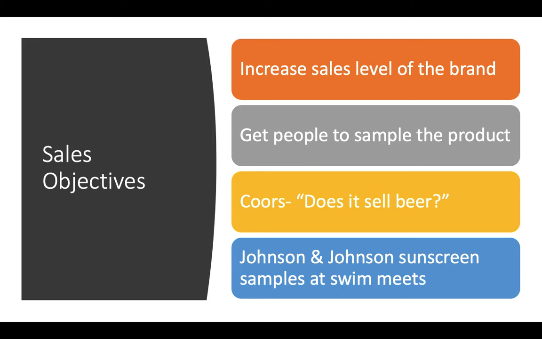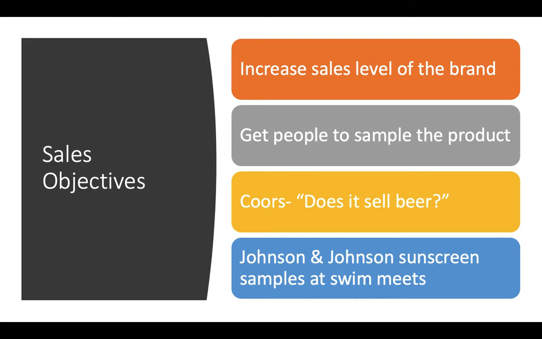Sales objectives. Ultimately, sponsors want to increase sales of their brand, and they might do this by getting people to sample the product. The textbook talks about Coors, how it only wants to sponsor events or sporting teams that sell beer. It makes no sense for them to sponsor a youth baseball tournament, right? Unless they're serving alcohol there for the parents, because that doesn't really allow them to increase their sales.